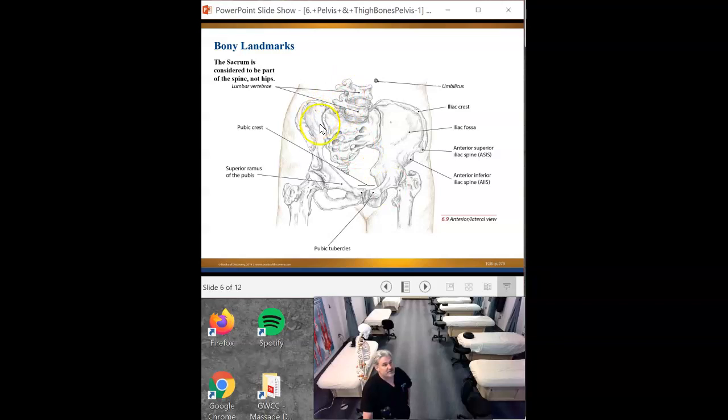So your sacrum is considered to be part of the spine, and where the sacrum meets the ilium is the sacroiliac joint. It is the only bony joint you have, actual joint, between your entire upper body and your entire lower body.